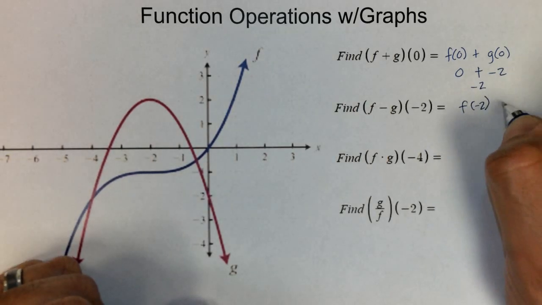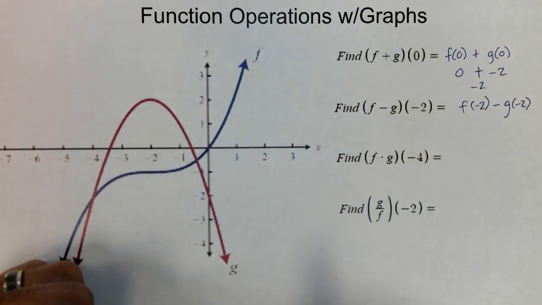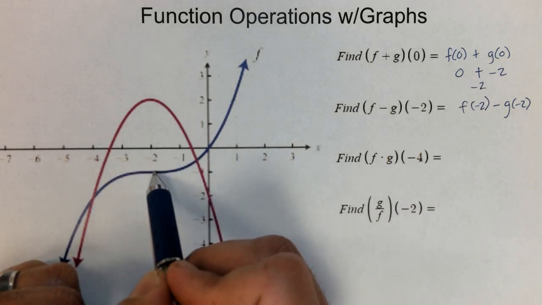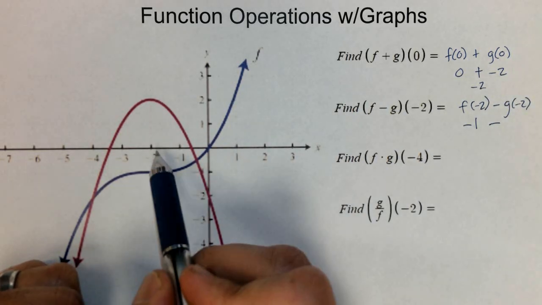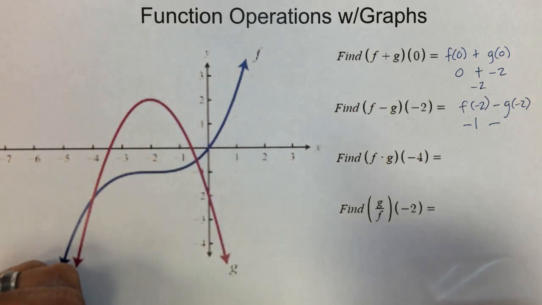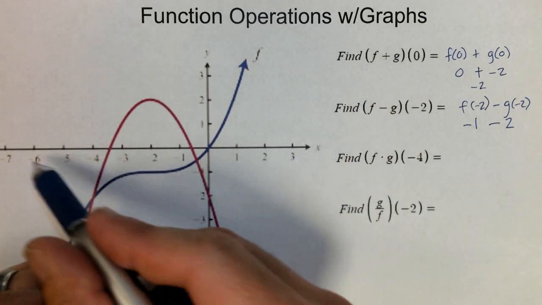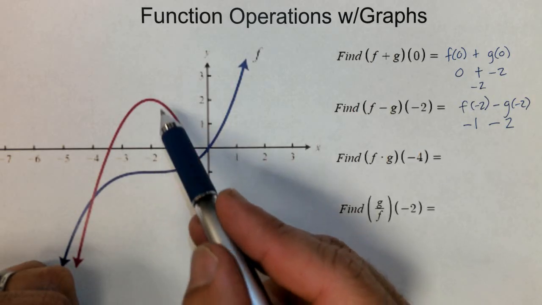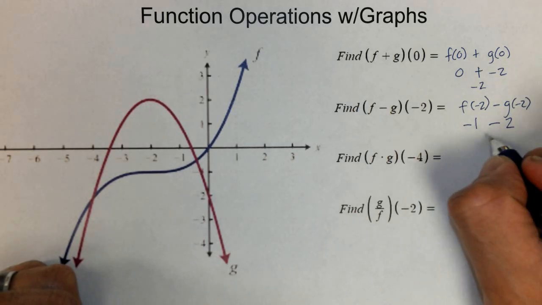Same thing for subtraction. f of -2 minus g of -2. Can I find the value of f at -2? Go to -2. What's the value of f? f is down here at -1. What is the value of g at -2? Well, g is up here at +2. The input is the x value, the x-axis. The output is the location on the graph. So, -1 minus 2 is -3.